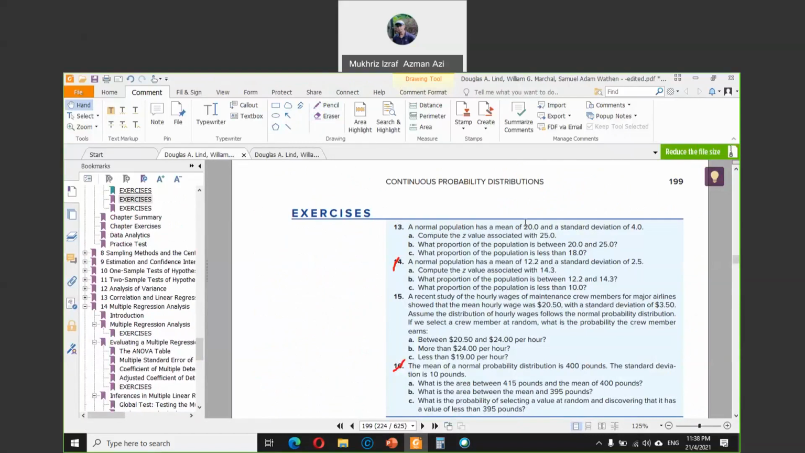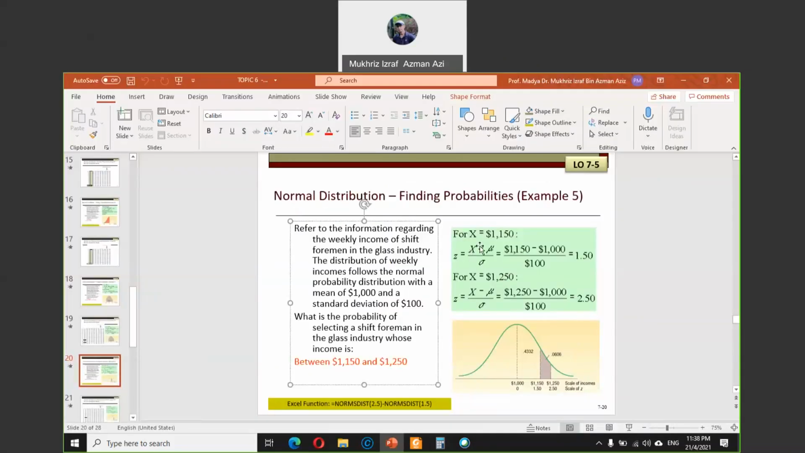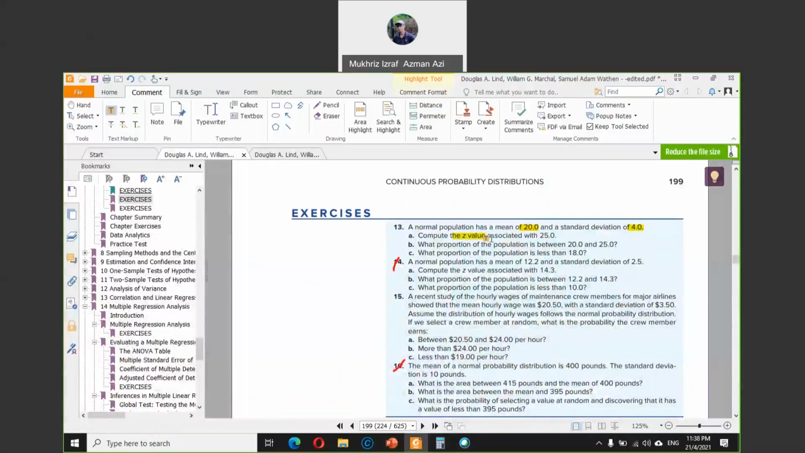You are given the mean of 20, which is referring to the mu, and sigma of 4.0. The first step is simply to calculate the Z value. Recall the Z value is obtained by x minus mu divided by sigma. So in this question, you want to get the Z value first when x is 25.0.